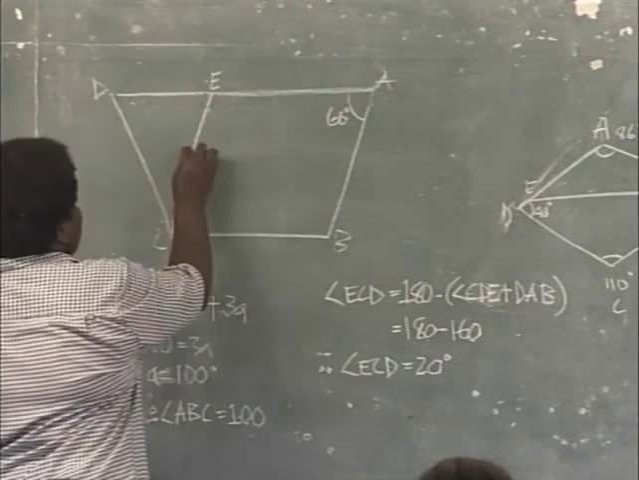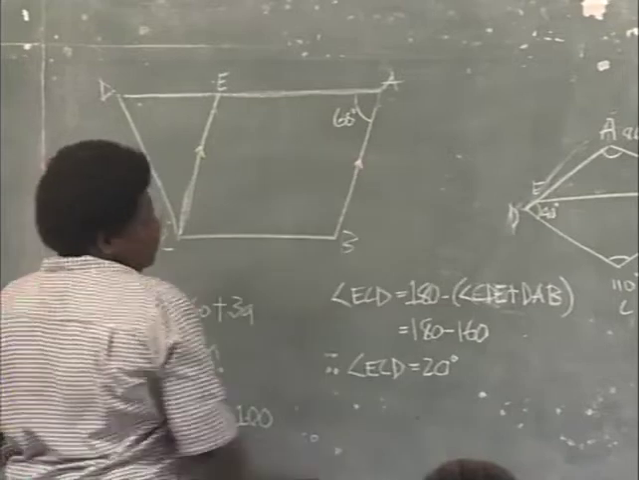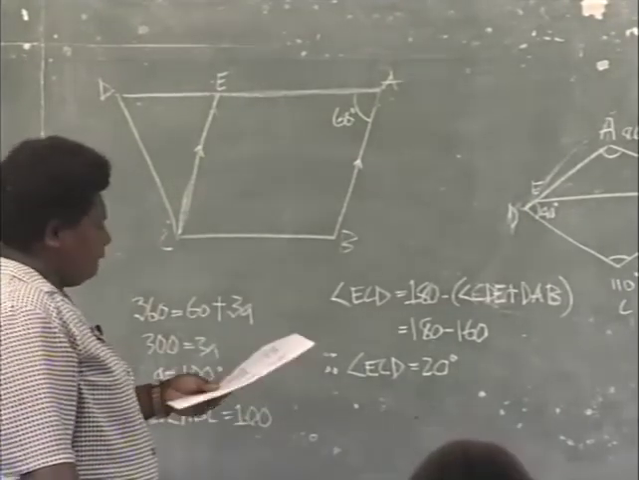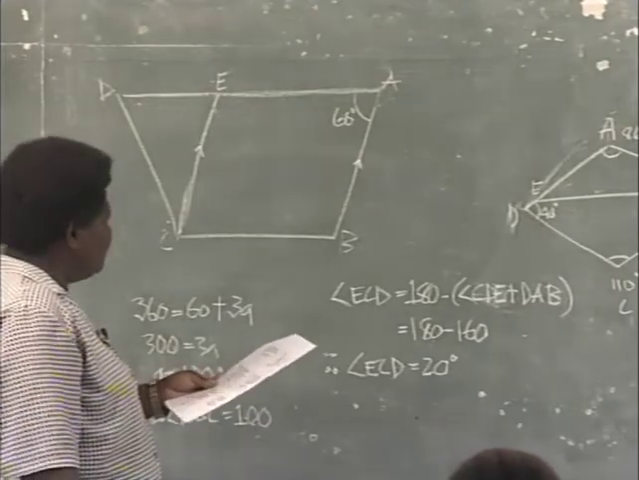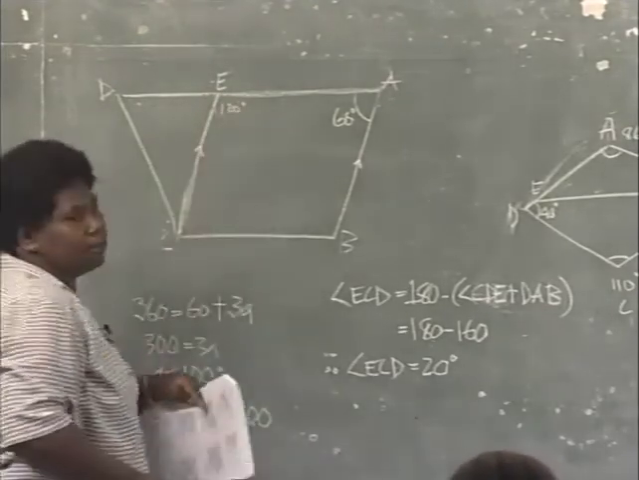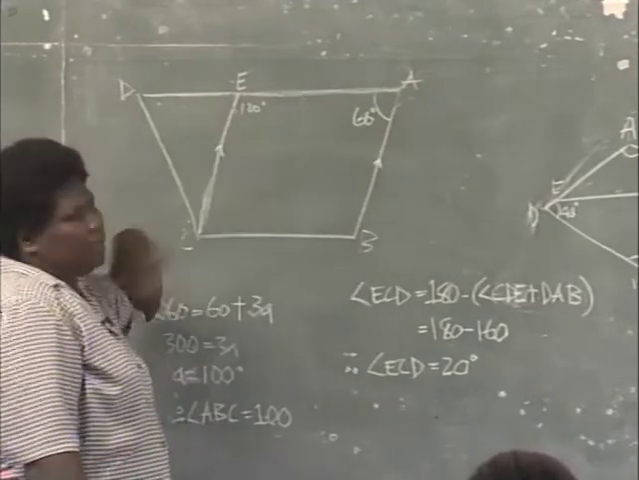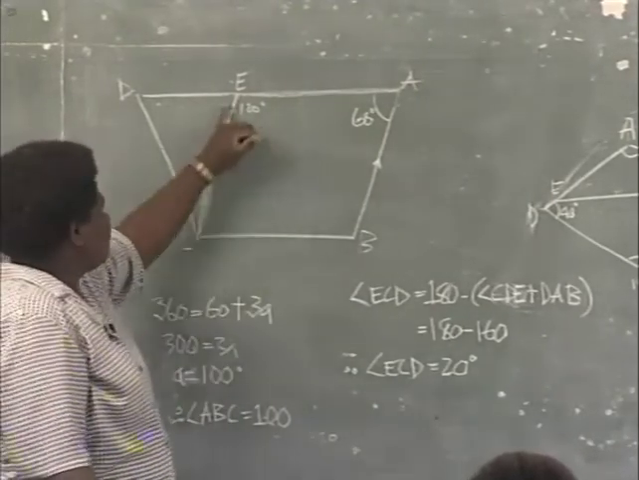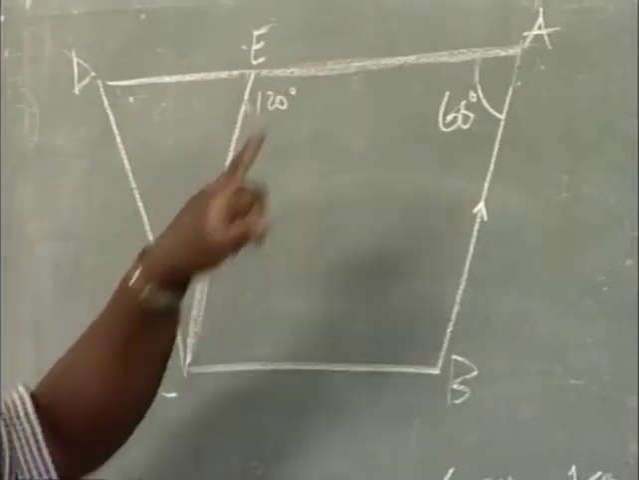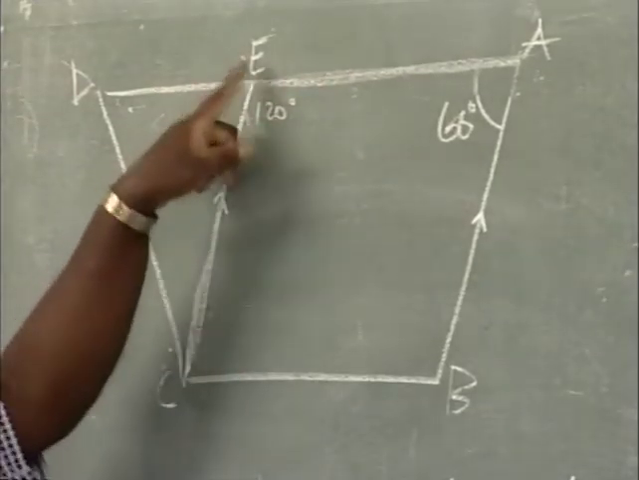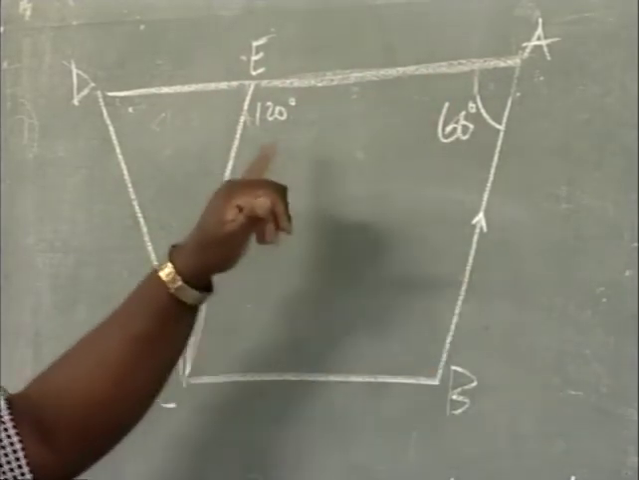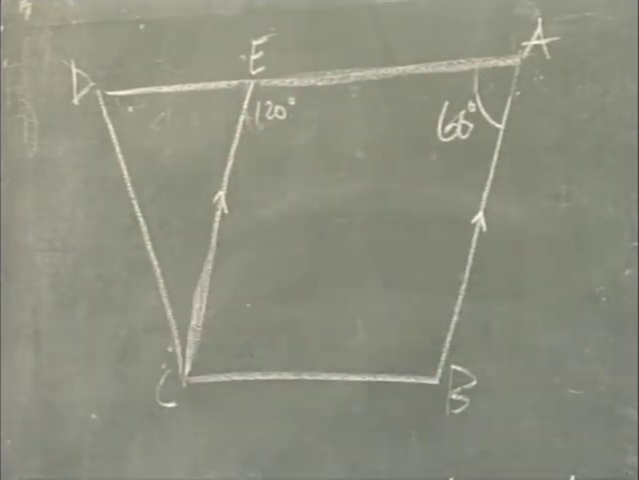Okay, he also forgot to indicate that these two lines are supposed to be parallel. I think that's what you are told. CE is parallel to BA. Okay, this is 120 degrees because this angle and this angle are co-interior angles. If these two are parallel, that's a transversal that cuts these two parallel lines.